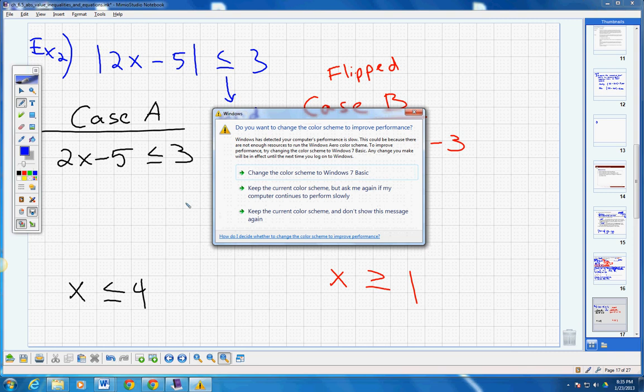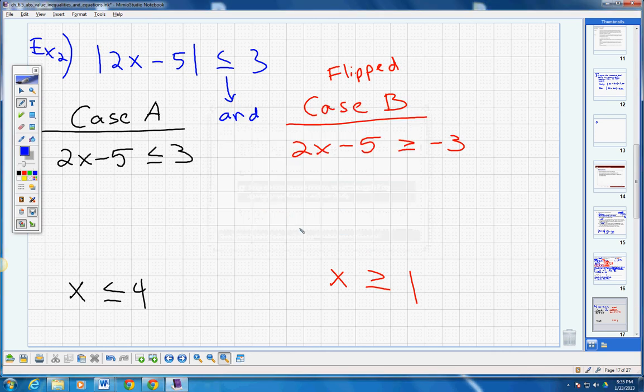Understand, I do not want to change this color scheme to improve performance. Come on now. I just want to keep it. Sorry about that interruption. What would life be without random interruptions?